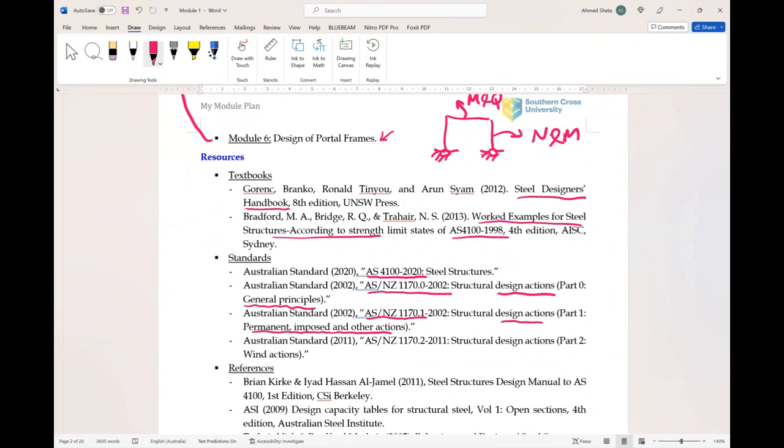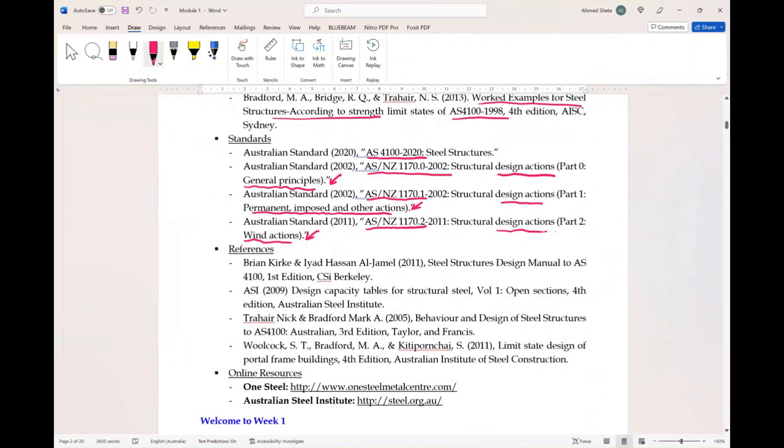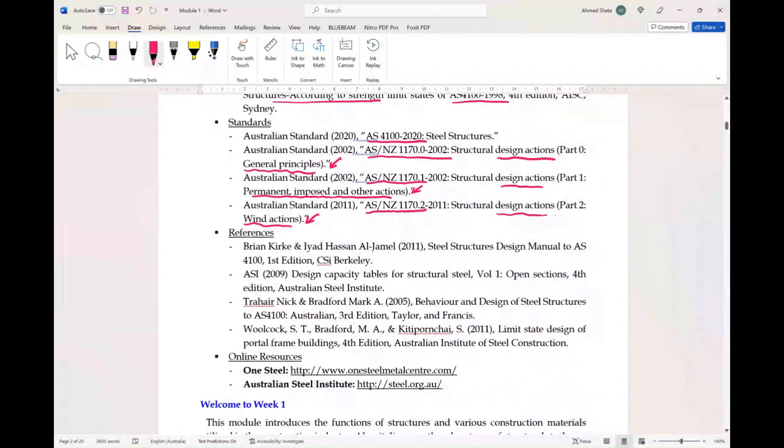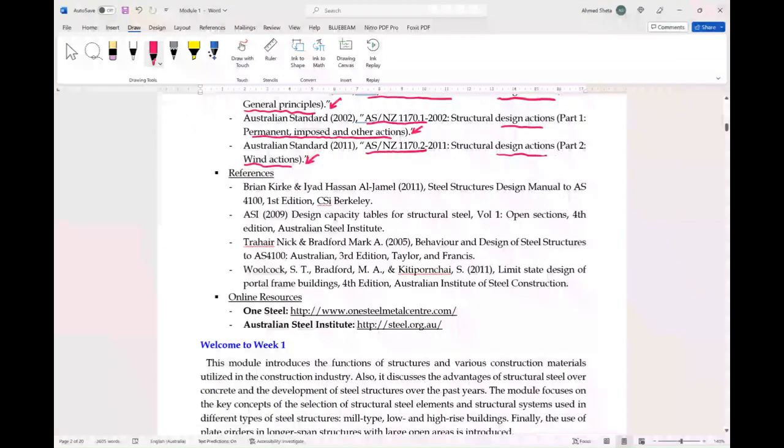And the other standard we will use is AS 1170.2, which is also design actions, wind actions. So 1170.2 is for wind, 1170.1 for imposed load, and 1170.0 is for general principles. Those are some references for the modules and the course content. You can also have a look at them. And there are some other online resources like OneSteel and the Australian Steel Institute.